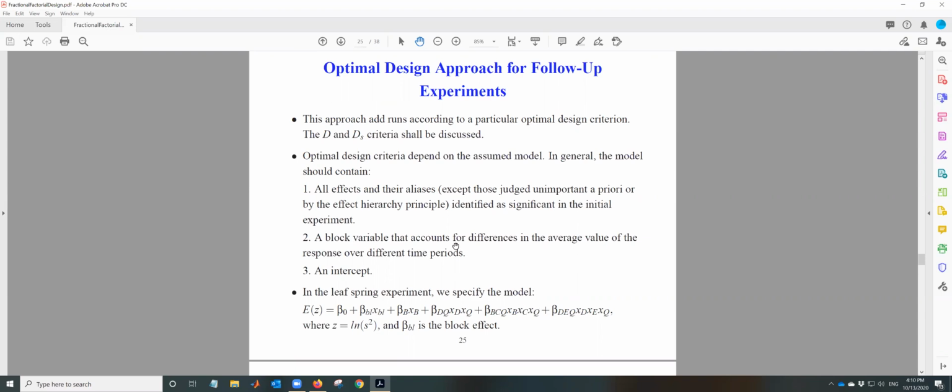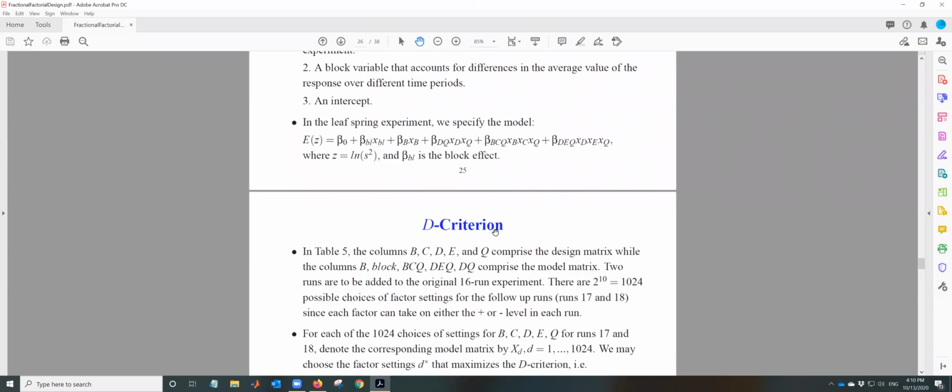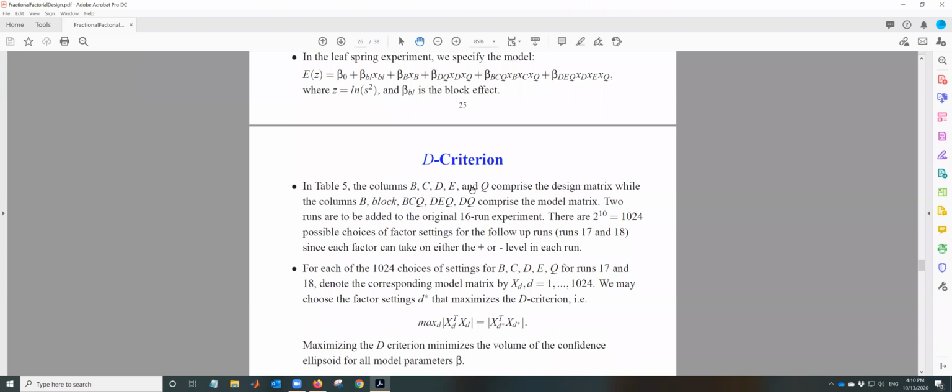Now, we add a block variable that accounts for the difference in the average value of the response over different time periods, because you have already run some experiments. Now, we have new experiments coming, and then we have a block effect. You just add a block effect over here, and then an intercept. So this is a new model, because now in table 5, the columns B, C, D, E, Q comprise the design matrix, and the columns block, B, C, Q, D, E, Q, DQ comprise the model matrix. And 2 more runs.